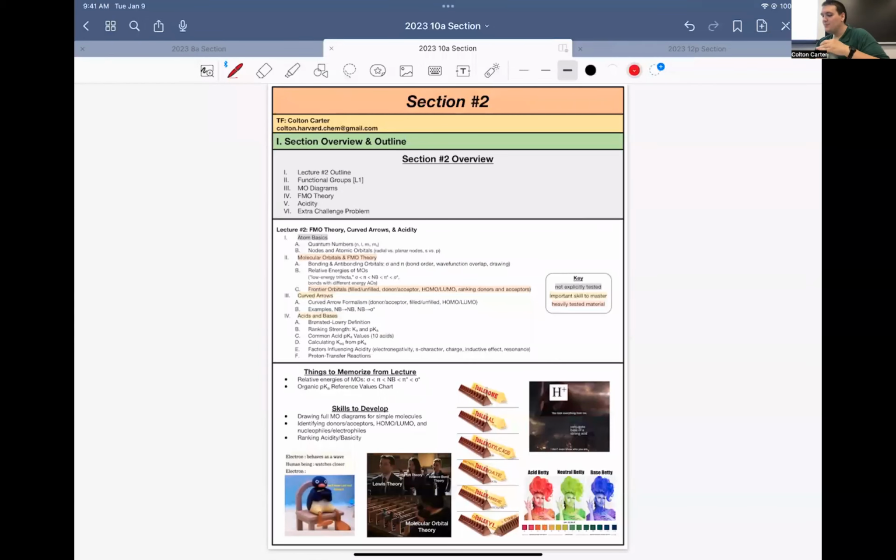Cool. Welcome to section. I'm not going to go through these each time, but we talked about last time how I've just kind of outlined the lecture and given you some explicit things that you will need to know.